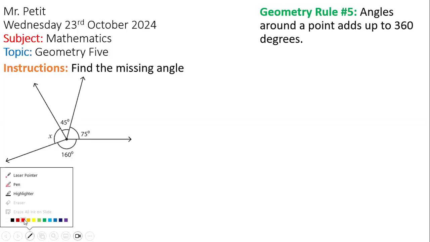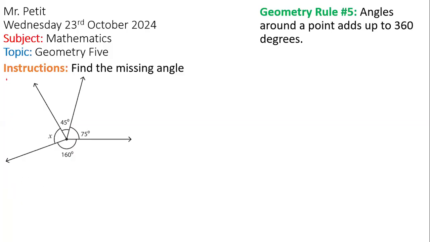Any ideas on how we're gonna solve for x? Draw this diagram. Any ideas on how we're gonna solve for x? We're gonna add up all the numbers and then take it away from 360. Do we agree with her? She's saying add up all the numbers and then subtract it from 360. Yes, sir. Very good.